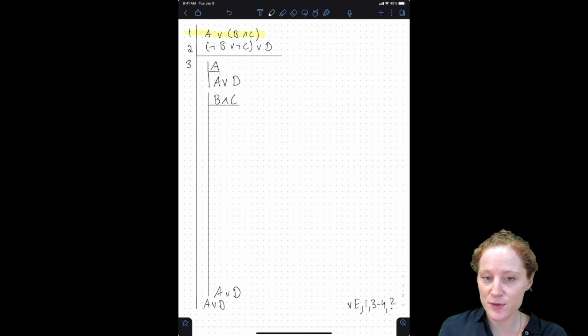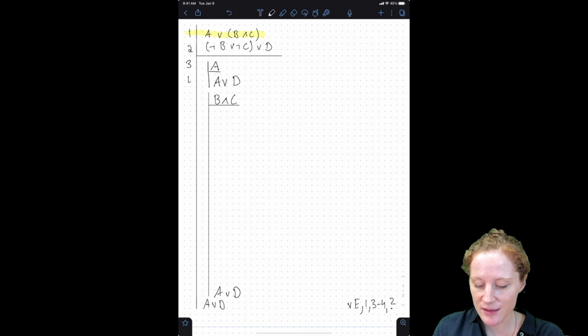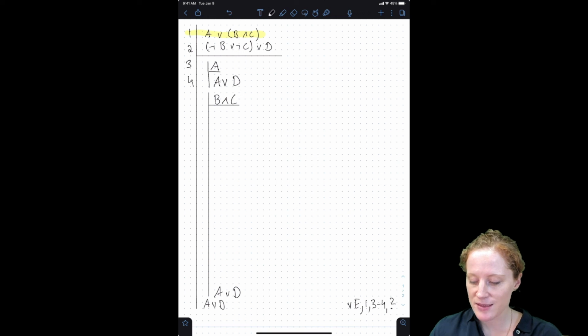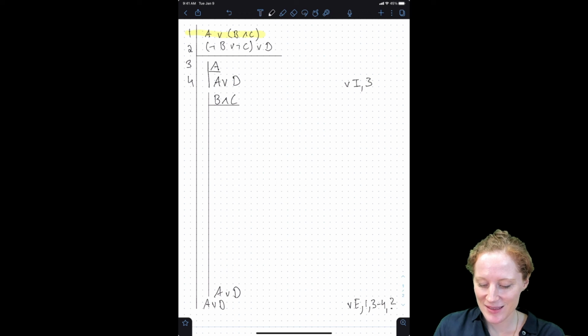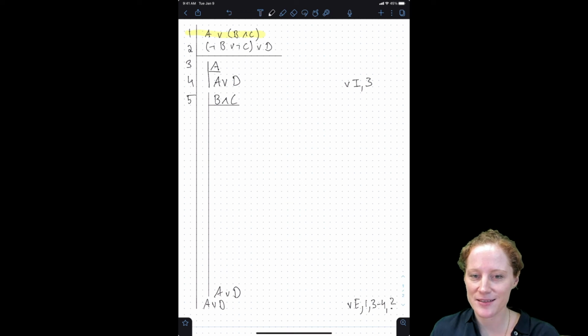So the first subproof is pretty quick and easy. I start with the assumption that A, and I infer A or D, citing a disjunction introduction applied to line 3. So that's done. The second subproof is more complicated. I start by assuming the conjunction B and C, and I want to get to the conclusion that A or D. Now, how can I do that?